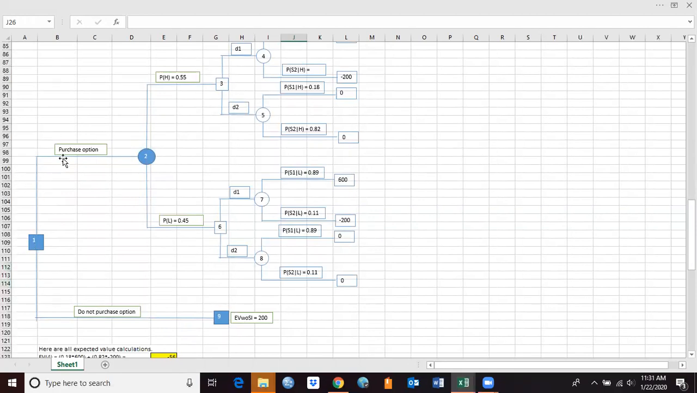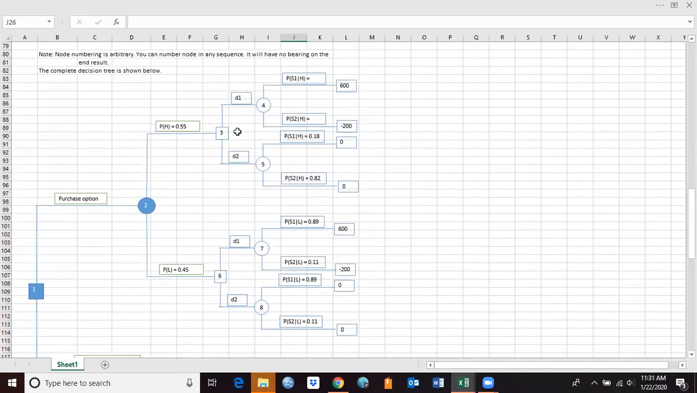If he buys the option, then there are chance events. The probability that there will be higher resistance to rezoning is 55%, and the probability that there will be low resistance to rezoning is 45%. So these are the two chance events. For each chance event, we have two decision alternatives: to purchase the land or not to purchase the land.